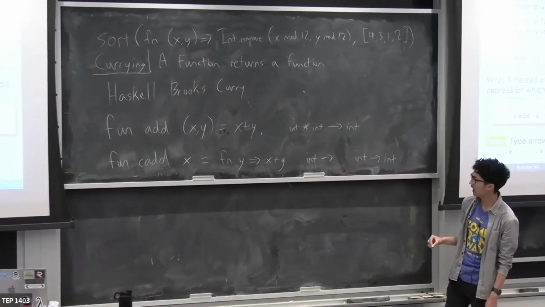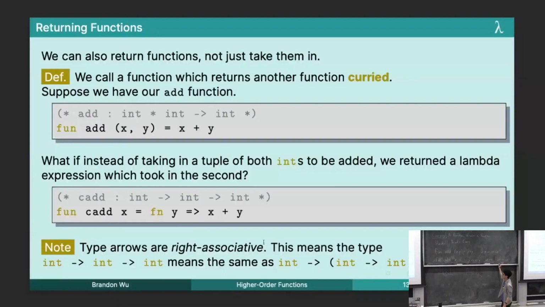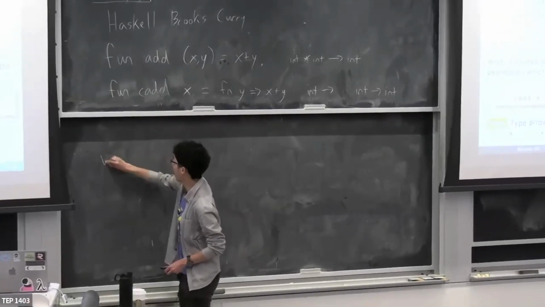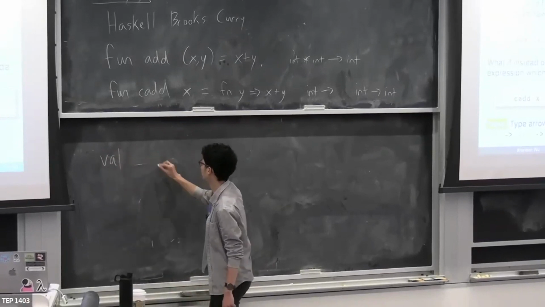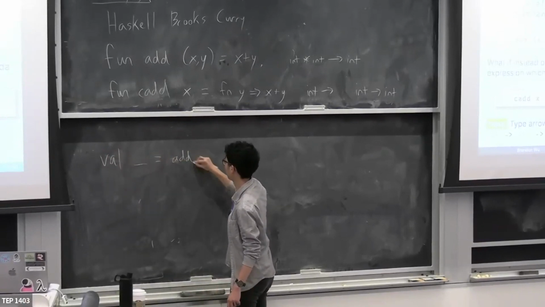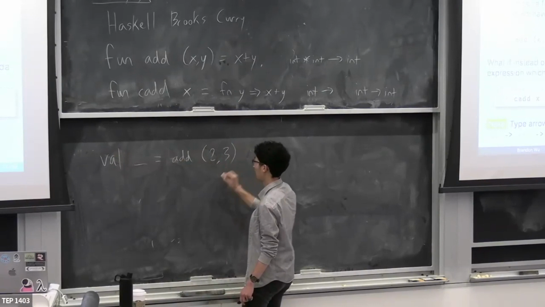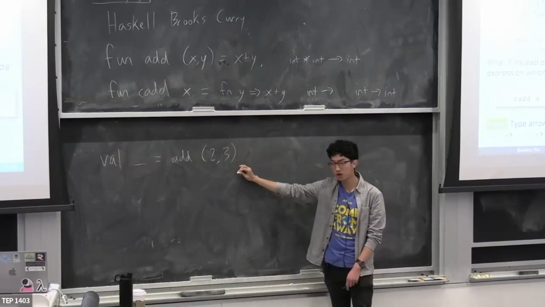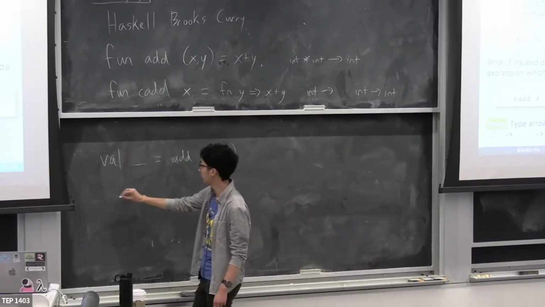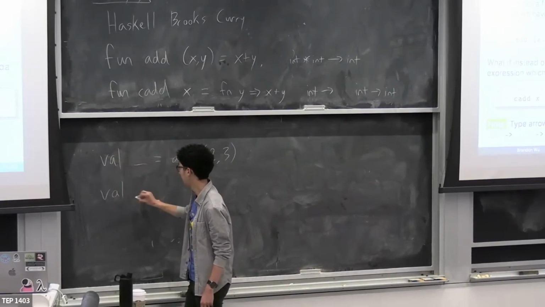And it kind of feels like these two should do pretty similar things, right? Because what's one way I could use these functions? Well, I could use the add function. What I'm going to write is val, underscore equals add of 2 and 2, or 2 and 3. All right, you believe this is going to be an integer. But how would I use cadd?